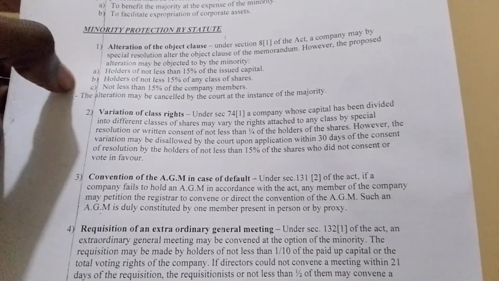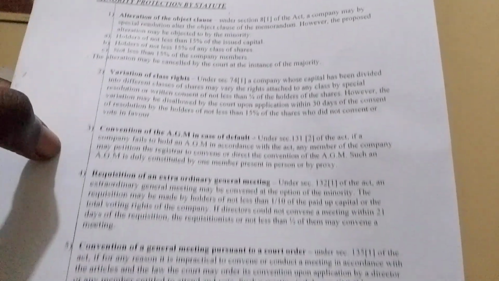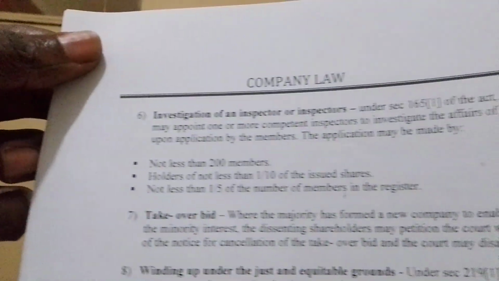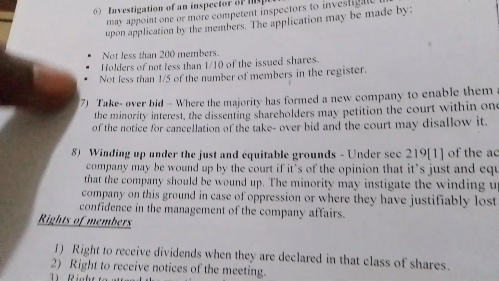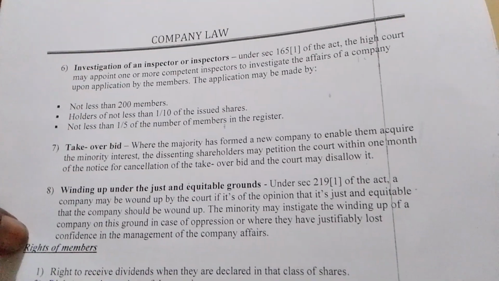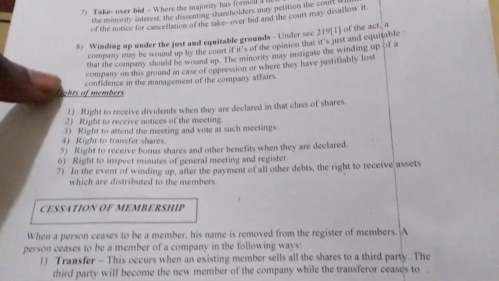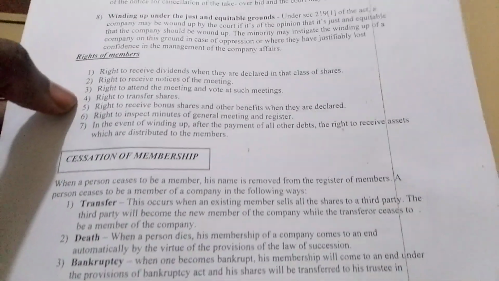Here we have 1, 2, 3, 4, 5. It goes on the other side. Protection of the minority. We have protection of the minority up to number 8. Rights of members. Remember, we can have individual rights and corporate rights.